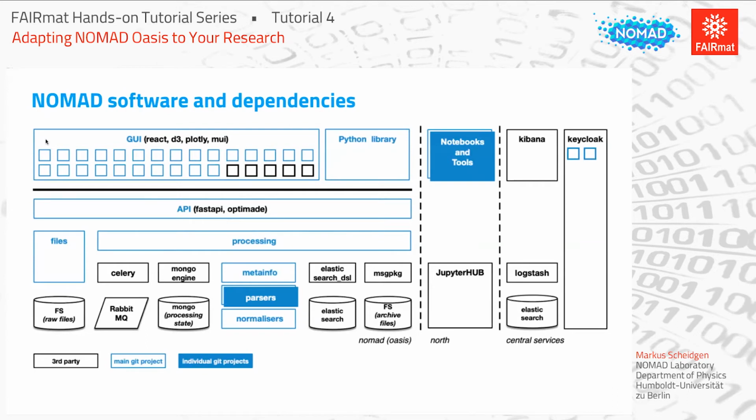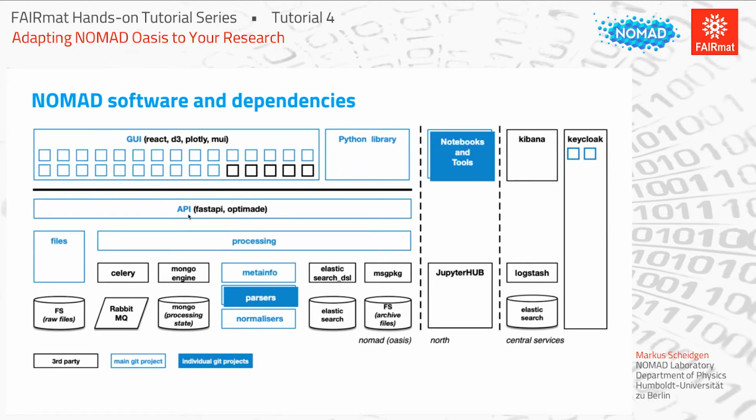One major component, and this is what most people see, is the graphical user interface. When you go to our servers, you see our GUI. When you run your own Oasis, you will see the GUI of the NOMAD Oasis running in your lab. But this is not the only interface to the system that we offer. There's also a Python library that allows you to access the API, and both the GUI and the Python library use the API that is sitting below.